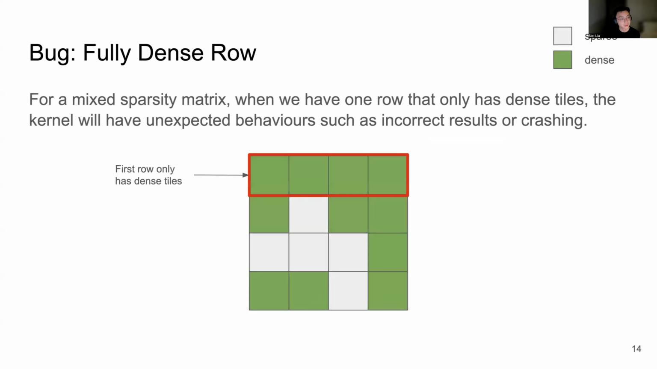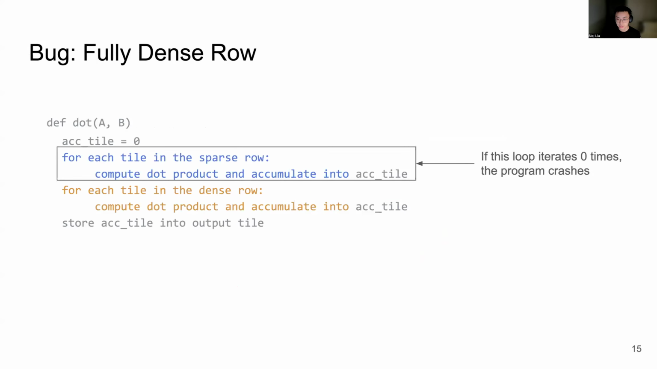So the next thing I want to talk about is a bug that I'm working on. So the bug is for a mixed sparsity matrix like this, if there's one row that is completely dense, so all the tiles in here are dense tiles, the kernel is going to basically crash. So we did some investigation and we found out that the issue comes from the first loop, which is to compute the sparse tiles. So if this sparse tile row loop does not run, the program crashes. So we want to find out why.